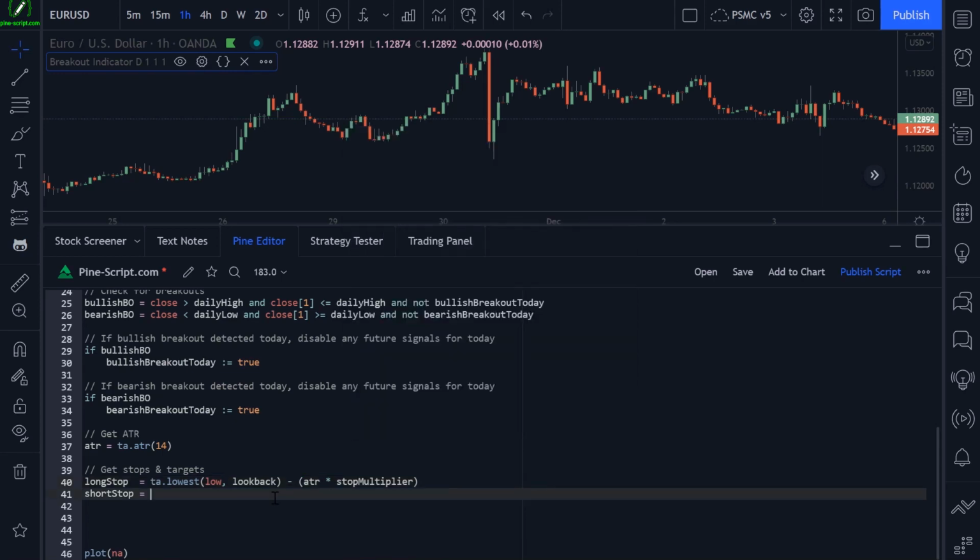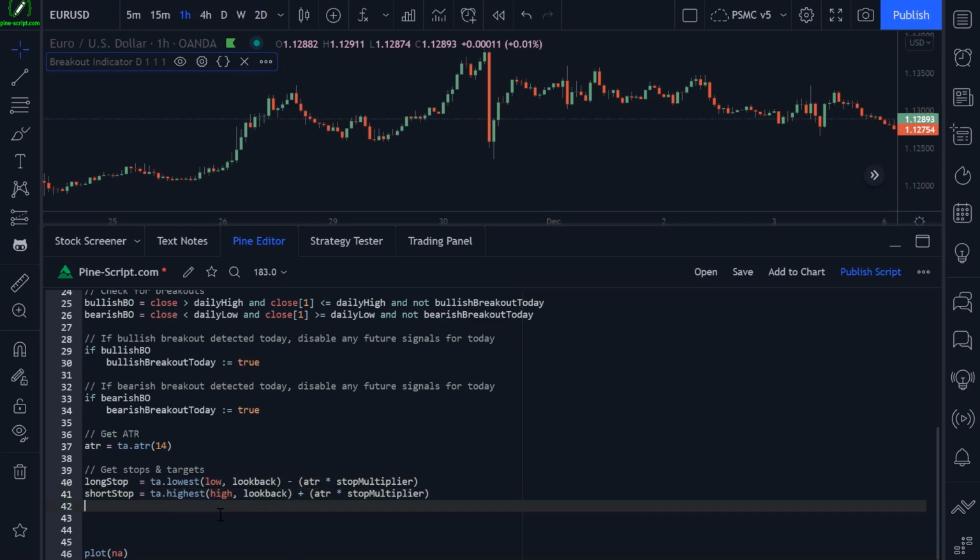Now we need to do the same thing for our short stop, but the opposite direction. We need to get the highest high over our look back period and add on the ATR multiplied by our stop multiplier. Now we have our long stop loss price and our short stop loss price. The next thing to do is calculate the distance in pips or points between our entry price, which is the closing price of our breakout bar, and our stop loss. Then we can use that information to calculate our target price.